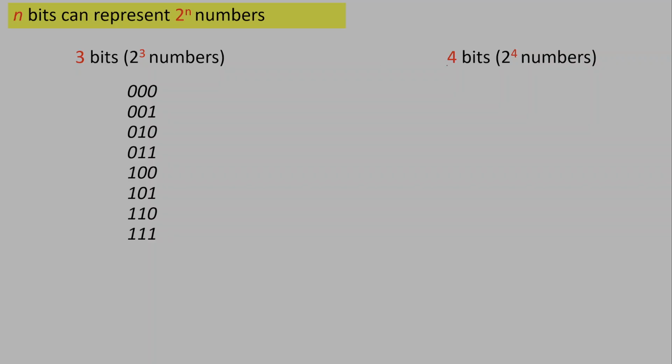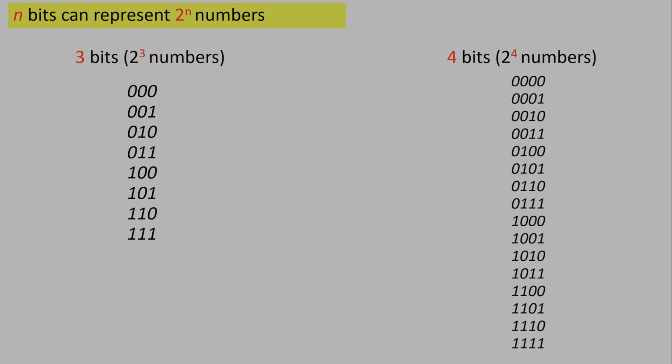If we increase the number of bits to 4, n bits can represent 2 to the 4 numbers. So if we put our 4 bits in, and then we go through every combination, we end up with 2 to the 4, so 16 different numbers that we can represent.